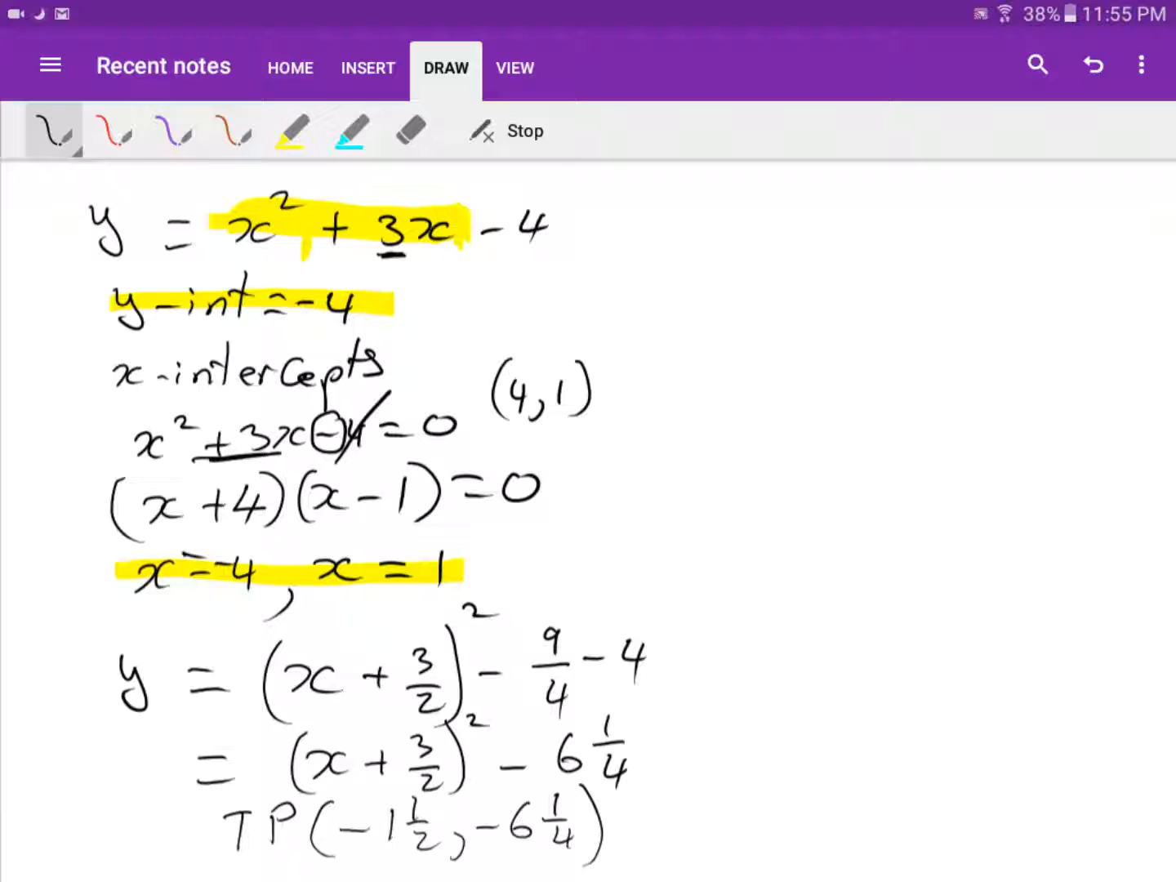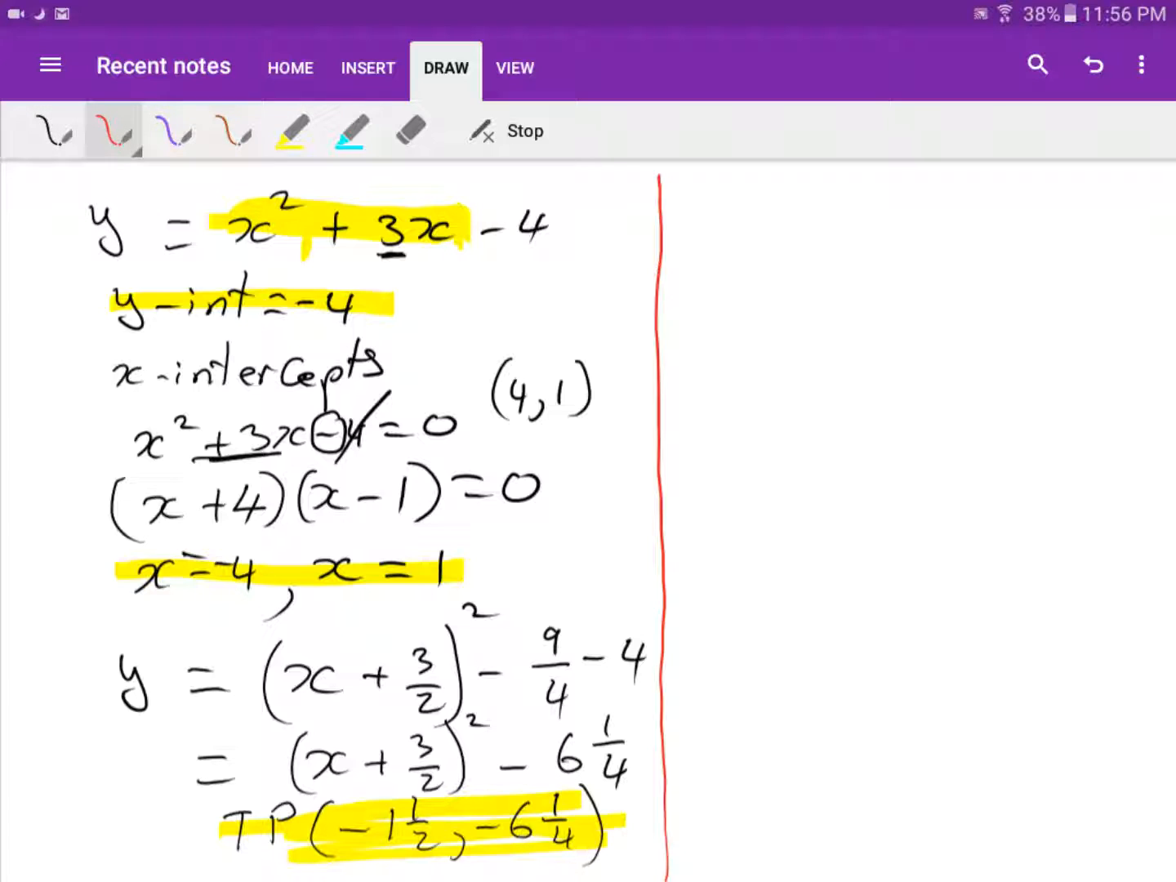Now the numbers are bad, but when you draw it, it doesn't really matter because you just do a rough sketch and you're not going to put an exact scale on it. So that should be all right. Look through it. You've got the y-intercept, the x-intercepts, and the turning point. These are the main features.